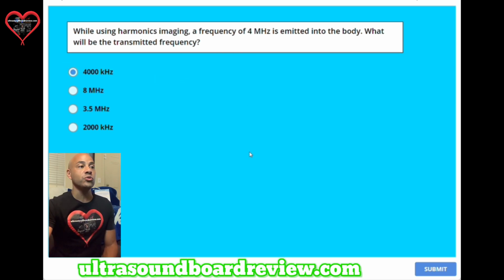Just be prepared to be able to convert from kilohertz to megahertz to hertz. 4,000 kilohertz is equal to 4 megahertz. If you're given 4 megahertz and you want to convert it to kilohertz, you just move the decimal point over to the right 3 times.